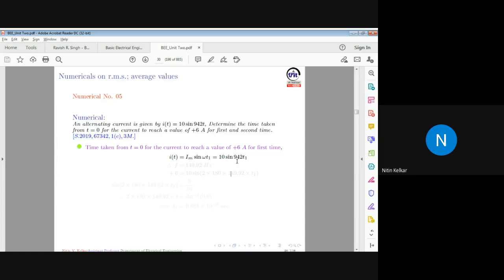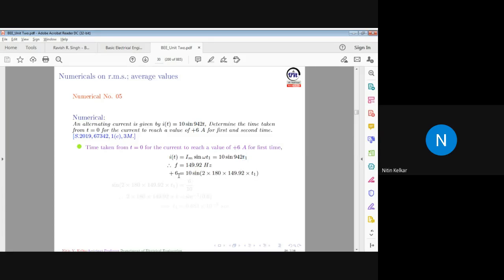Okay, so if I simplify this equation further, then we can calculate the frequency value, which will come out to be equal to 149.92 hertz. So omega, its value is 942. We know omega is equal to 2 pi f. So from this expression for omega, first of all, we need to calculate the value of frequency. And then we need to calculate how much time will be required by the current to achieve a value of plus 6 ampere for the first time.